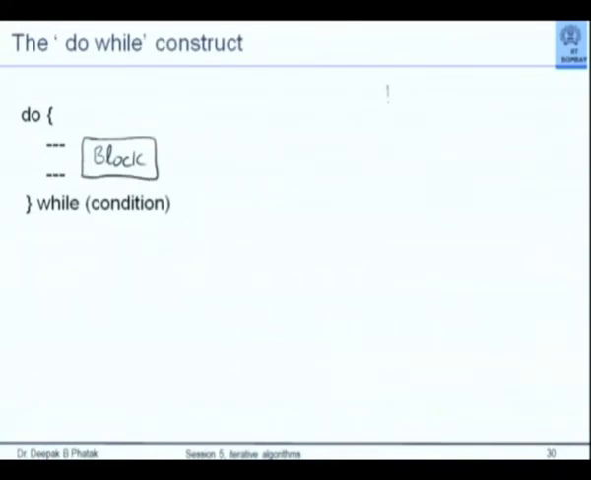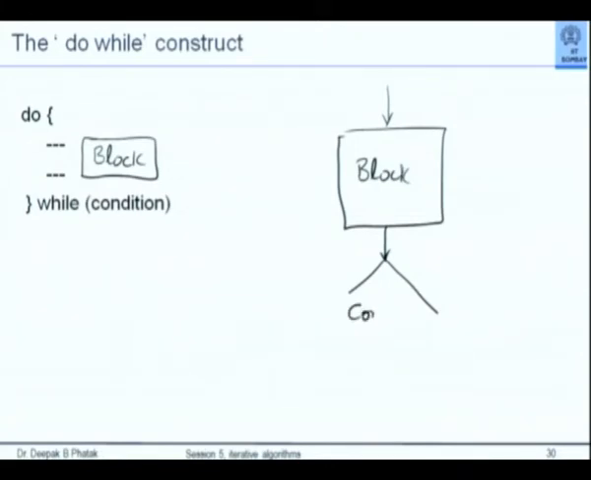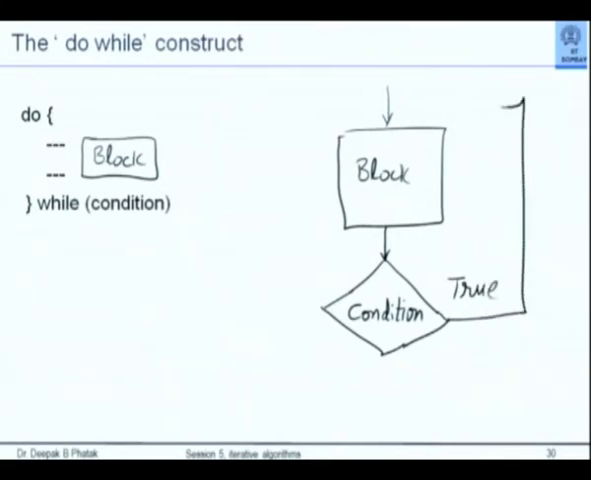The logic here is like this. I come here and straight away enter the block. So all the statements that I want to repeatedly execute are straight away entered. However, after completing the block, I check the condition. If the condition is true, I go back and repeat the block. If the condition is false, I follow on.